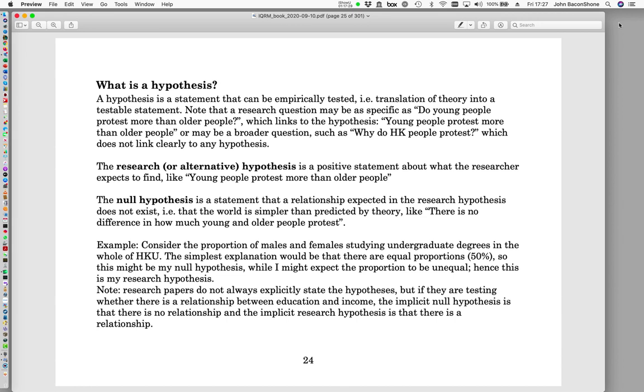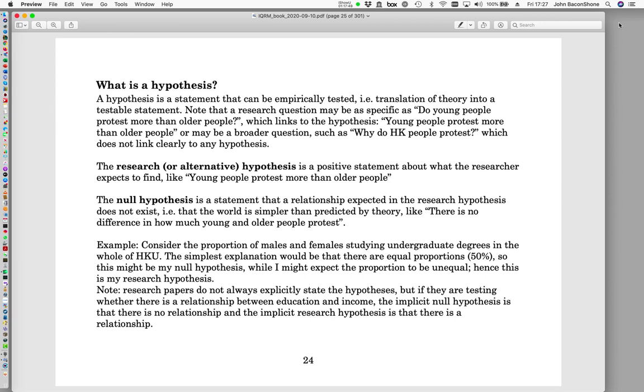Or maybe even a broader question, such as, why do Hong Kong people protest? Which doesn't link clearly to any hypothesis, right? Because there's all sorts of possible reasons that such a broad hypothesis is not something we can easily test.